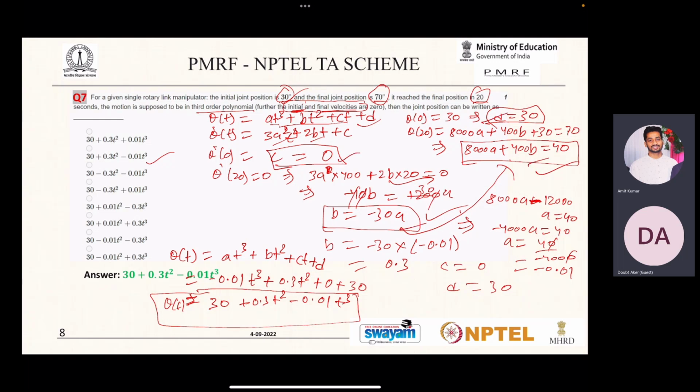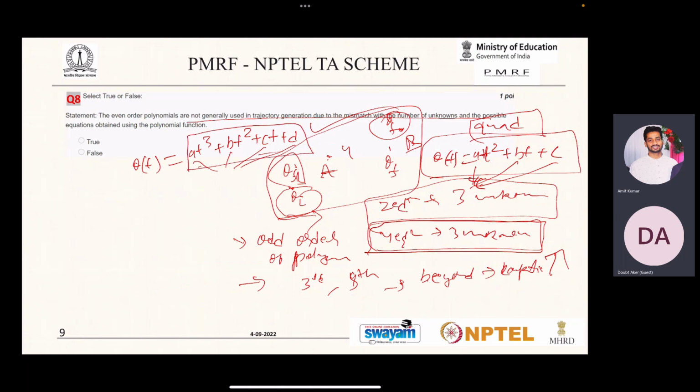Given the conditions, C comes out to be 0. That's why I think you were confused that we don't have C here, only three terms. But it comes out to be 0 given the question or the conditions, and it is not always the case. So generally we'll have four unknowns and four boundary conditions like theta I, theta f, theta I dot and theta f dot. And for the fifth order, we also include theta I double dot, theta f double dot, and so on. We can include them.